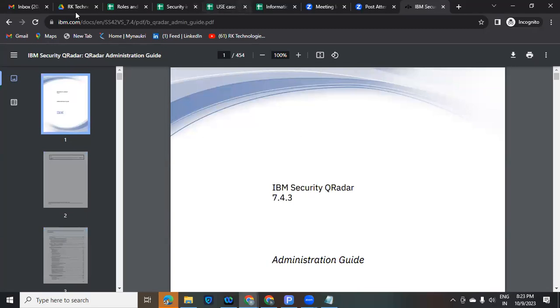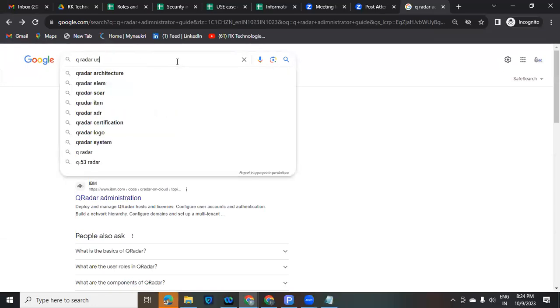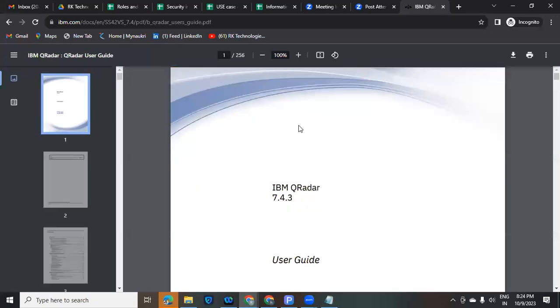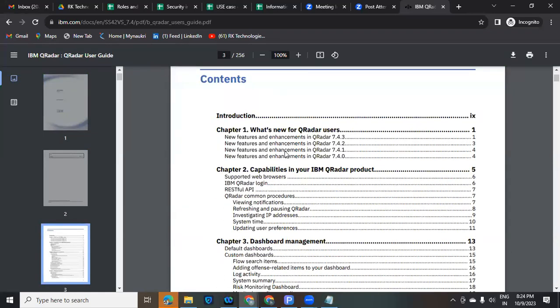And also we have one more thing, the QRadar user guide. QRadar user guide covers what SOC L1, L2, L3 exactly take care of, based on roles and responsibilities. So here you can type QRadar user guide. It will come up. This is related to our L1, L2, L3 SOC operation. This also contains more than 200 to 300 pages. So yeah, it's a very big document. There is no need to go through it. My notes are sufficient to crack the interview.